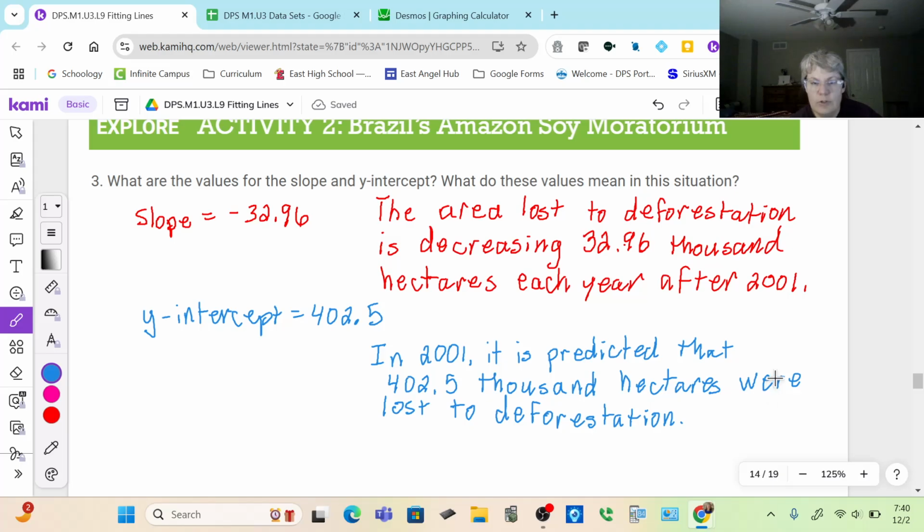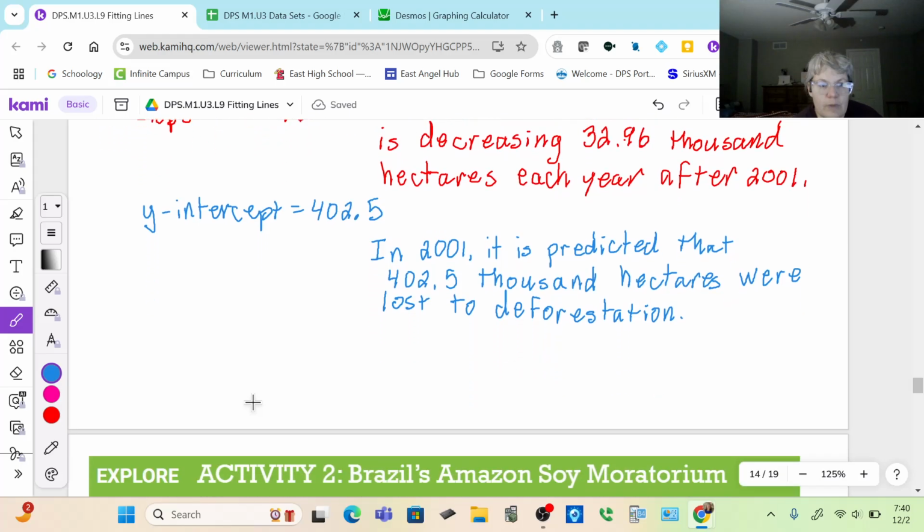So I'm still including the two variables. I'm giving the input, which is 2001 is the beginning, and I'm giving the output, which is that 402.5 in 1,000 hectares because we're talking area. So that's interpreting the slope and the y-intercept.